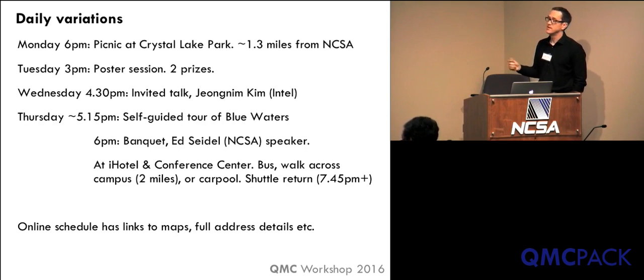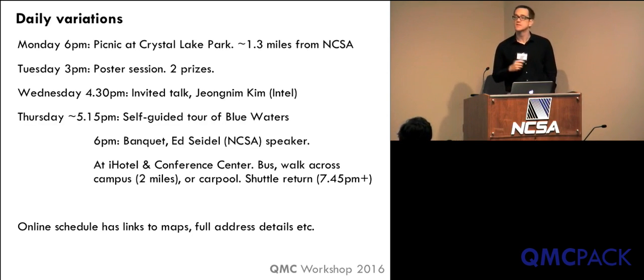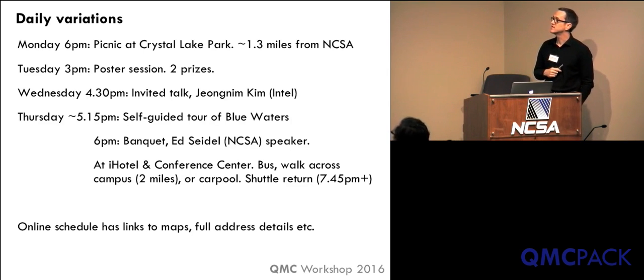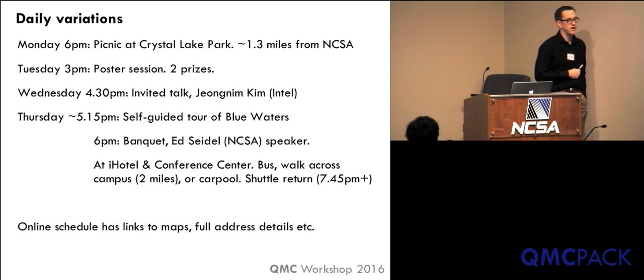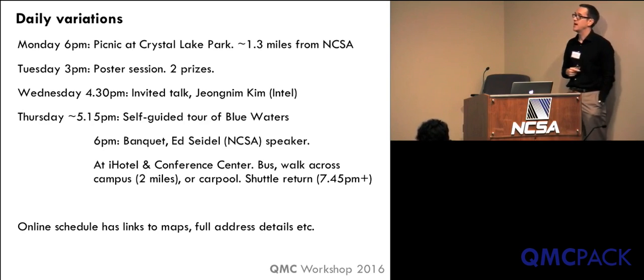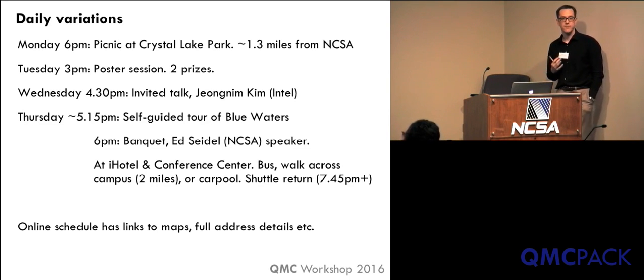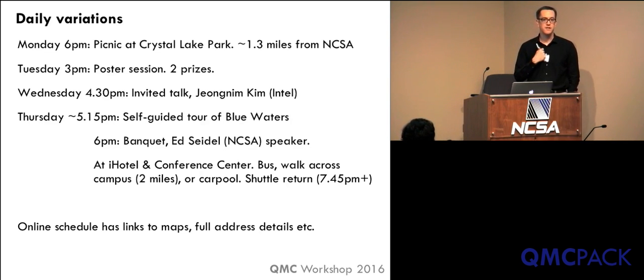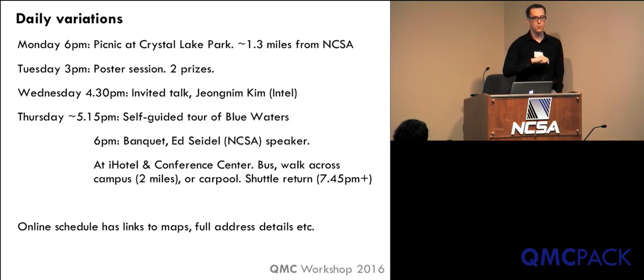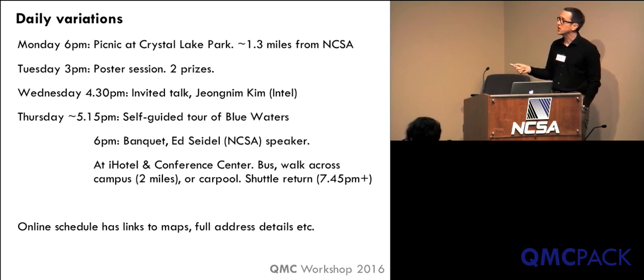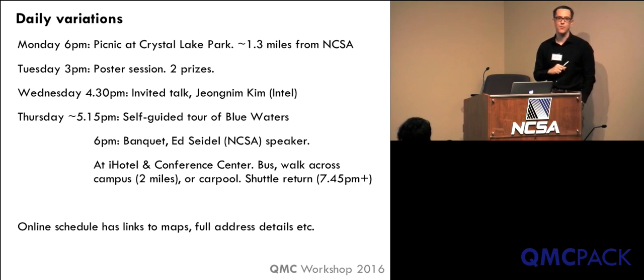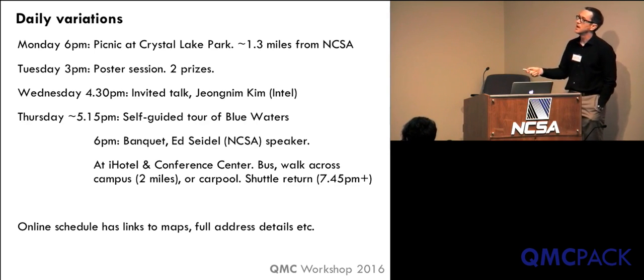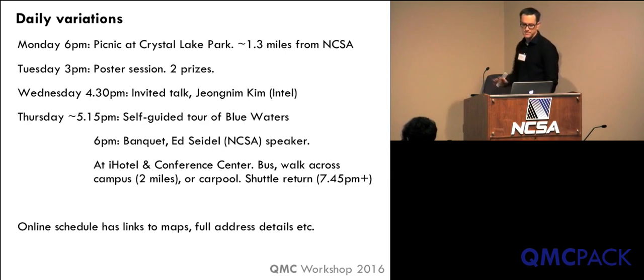Just a word of note: this is on the far south side of campus at the I Hotel and Conference Center, so this is actually a decent walk. It's a couple of miles, so do have a check of the map. There are some buses to get there, and as I mentioned, we do have a few cars. So again, if you prefer not to walk or take a bus and would like a car, let either myself or Amy know, and we'll work out how to do that. We do have shuttles to return, so it's only a one-way trip on foot. This is across campus, so it should be fairly pleasant. And of course, the online schedule has links to the maps and the address details.